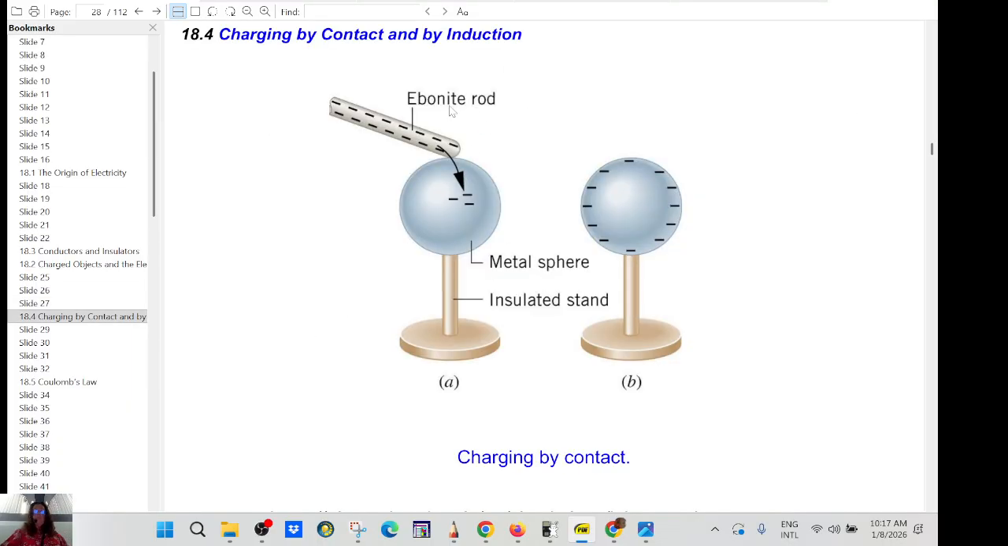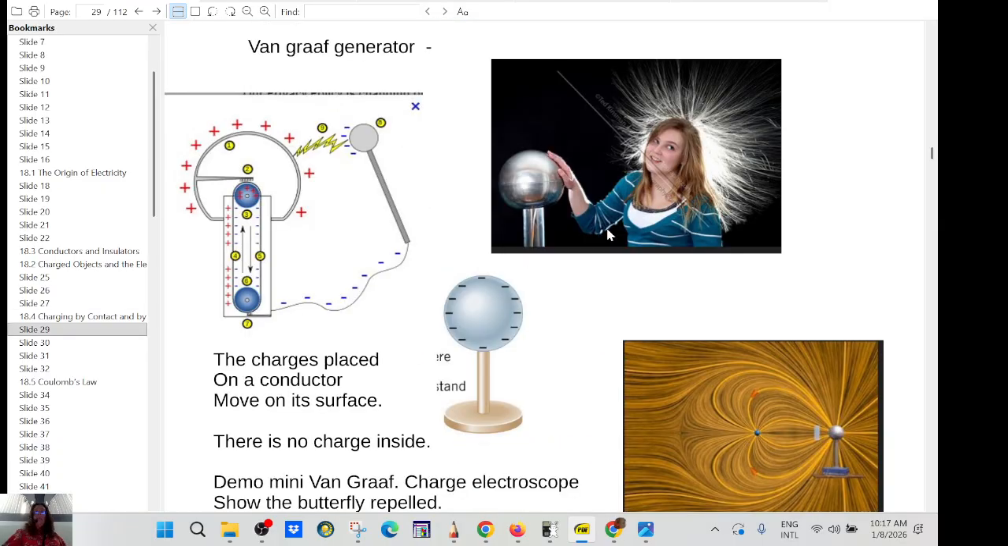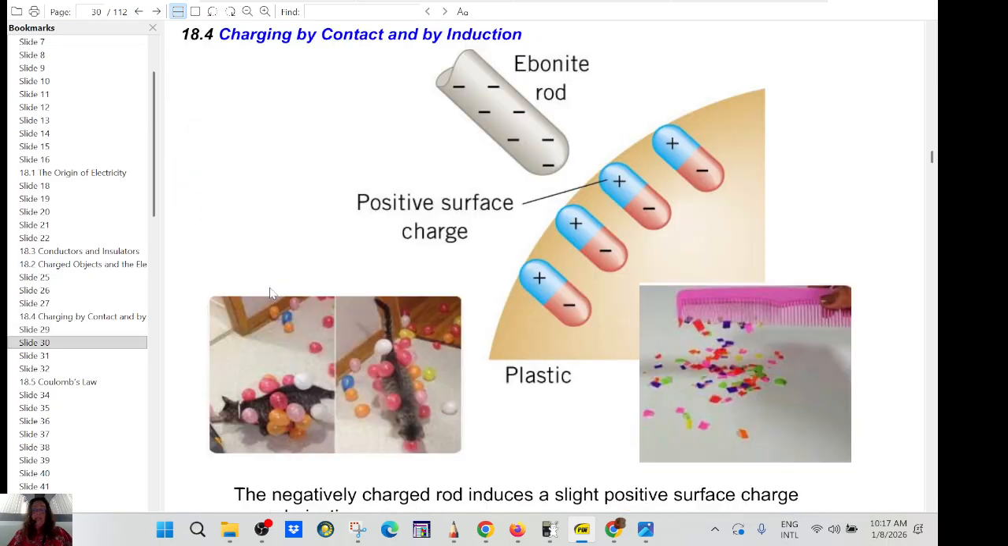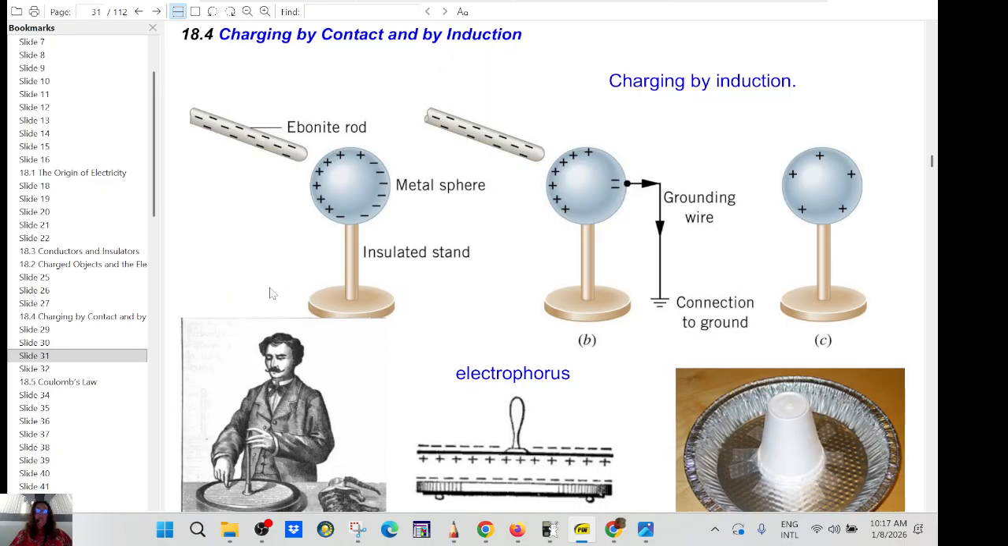Okay, so this is called charging by contact. And again, inside here you have no electron, you have no charge. That will be the Van de Graaff generator. And then you have something called charging by induction. Maybe you will do that for the lab.